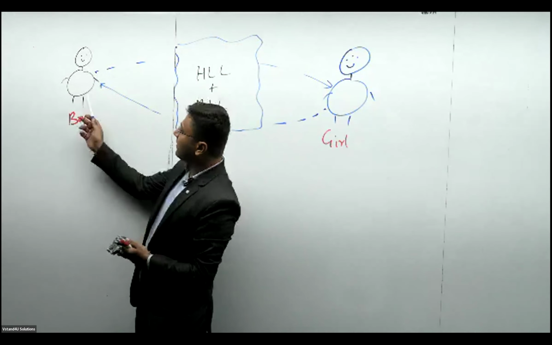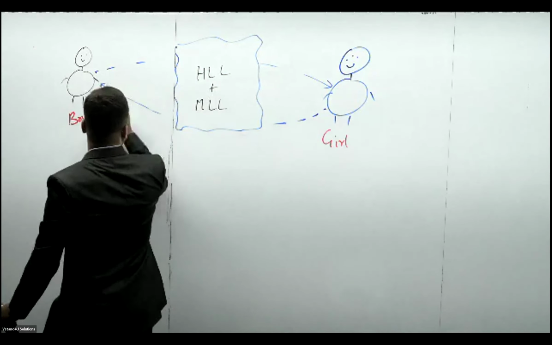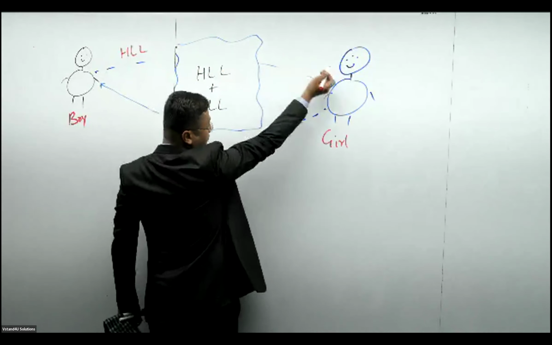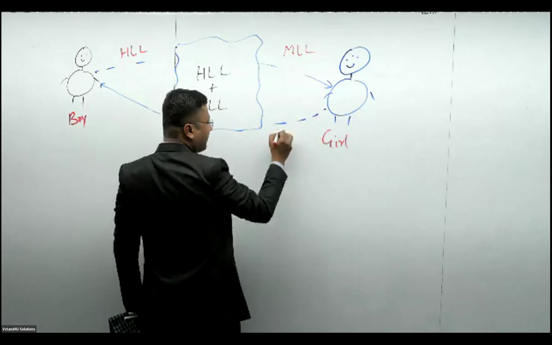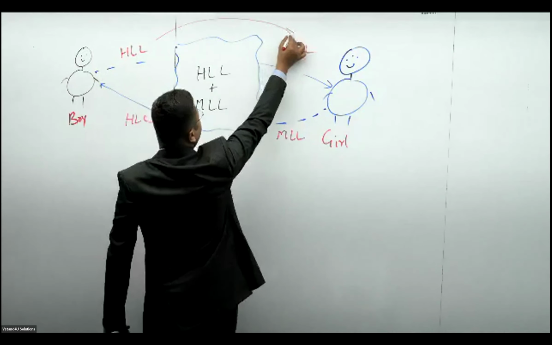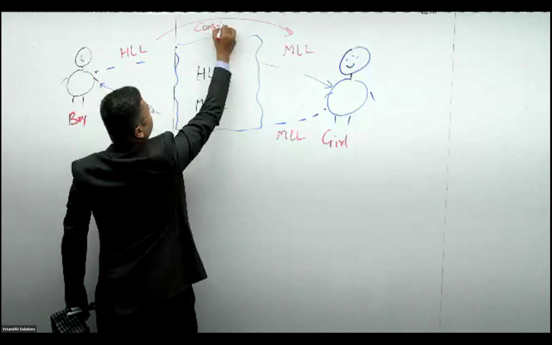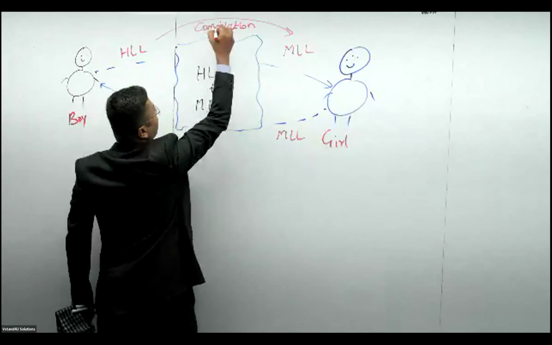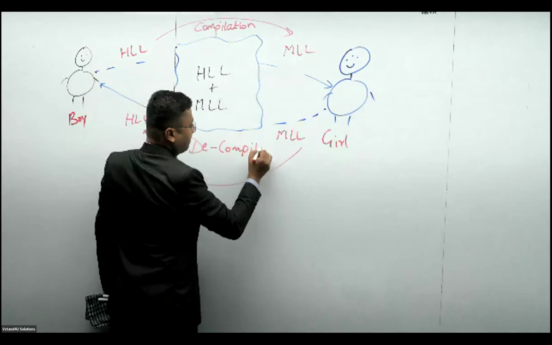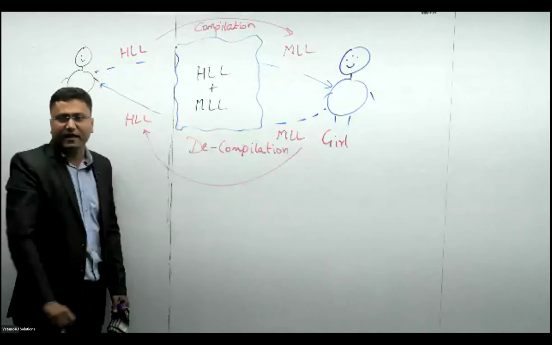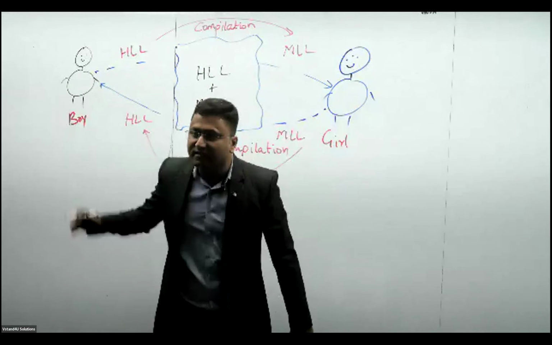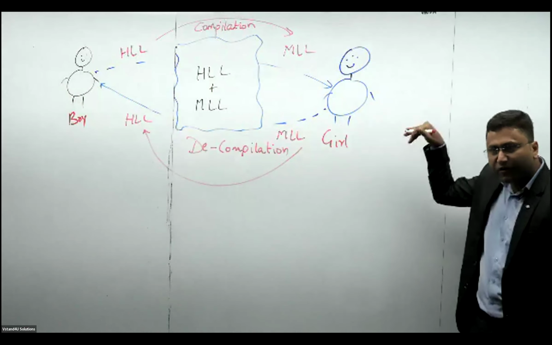So the point is, our hero will give the instructions in Hindi, which will be delivered to the girl in Marathi. The girl will respond in Marathi, and this will come back in Hindi. This process is technically called translation. I mean, one is called compiler, one is called decompiler. The compiler is the one who converts HLL to MLL, Hindi to Marathi, and the one who converts from Marathi to Hindi.